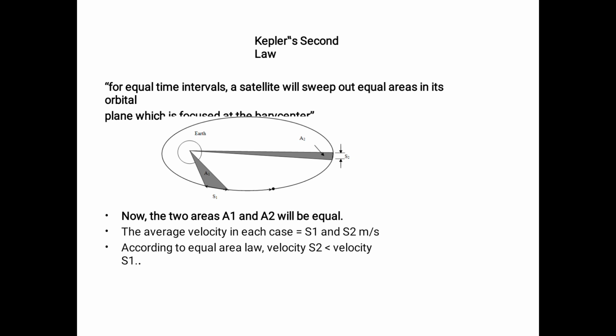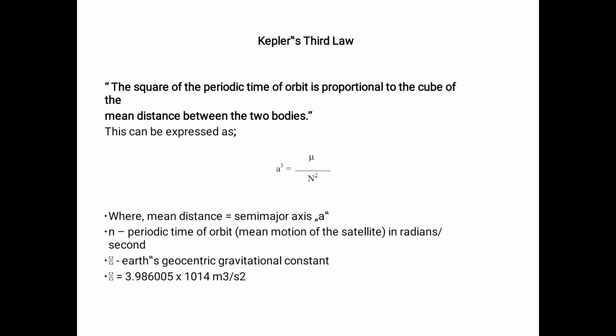Kepler's second law: for equal time intervals, a satellite will sweep out equal areas in the orbital plane, which is focused at the barycenter. Now the two areas A1 and A2 will be equal. The average velocities in each case are S1 and S2 meters per second. According to the equal area law, velocity S2 is less than velocity S1.